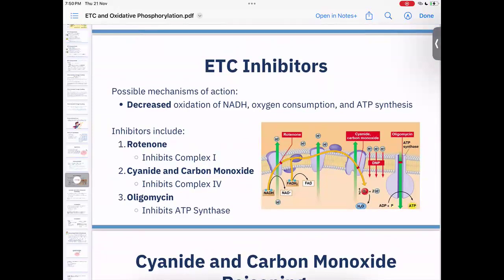Some of the inhibitors include, number 1, rotenone, which inhibits complex 1; cyanide and carbon monoxide, which inhibit complex 4; and oligomycin, which inhibits ATP synthase. So rotenone inhibits the entry gate, complex 1, the first thing. Cyanide and carbon monoxide inhibit complex 4, which is the exit gate, the final thing. And oligomycin inhibits ATP synthase.